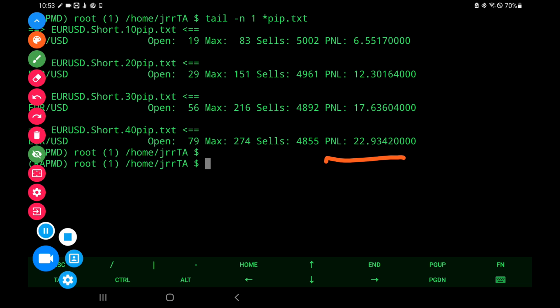$22 for a 2-cent position size is wonderful. 4,855 total sales, a maximum of 274 open positions. That's starting to get a little high. Even if your account can handle 1,000, still, one position being this saturated could be a problem depending upon what the market does, unless you're using a micro scalping strategy like what I'm discussing.